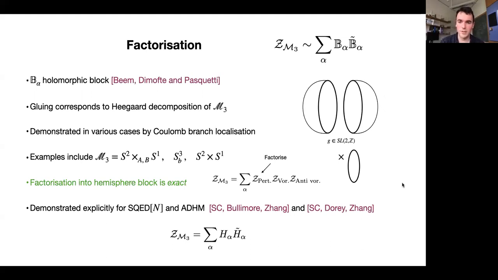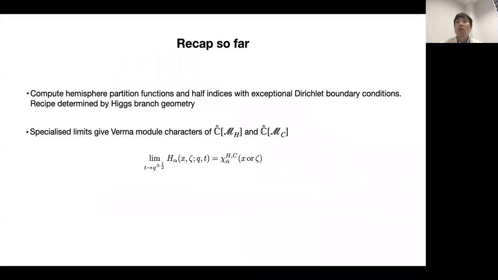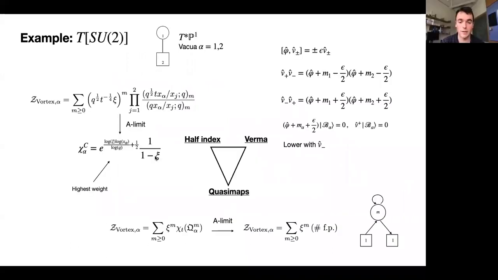Are there any questions at this point? Okay, good. So the character is something like 1 over 1 minus x in this example. Yeah, exactly, 1 over 1 minus c here for the Coulomb branch. It's a really simple character for TSU2. We'll hopefully see a more complicated example later with the Hilbert scheme of points. Okay, thanks.